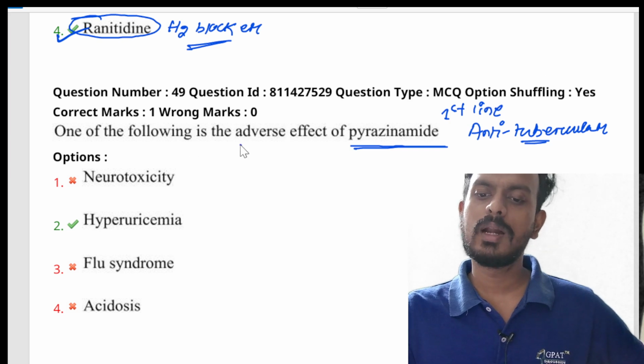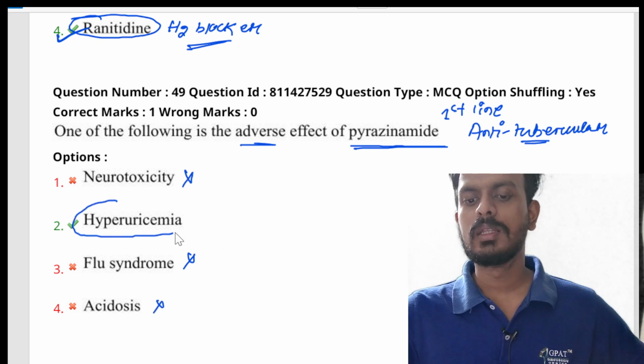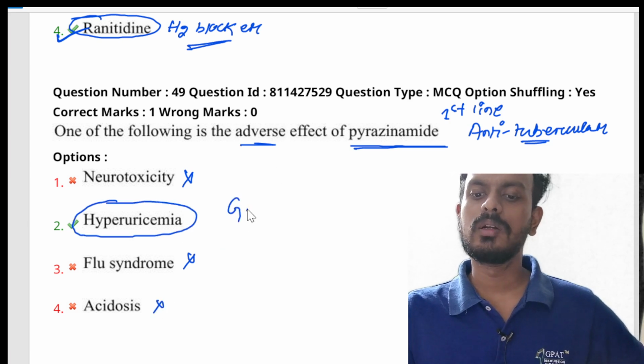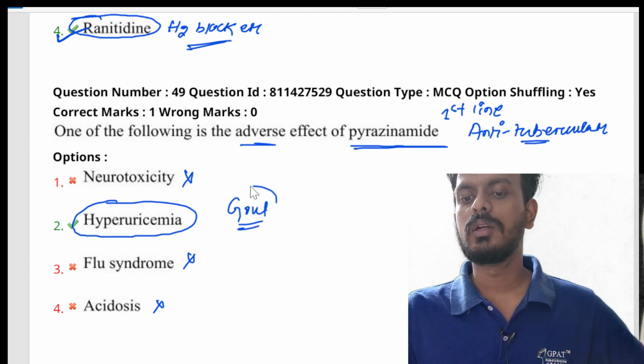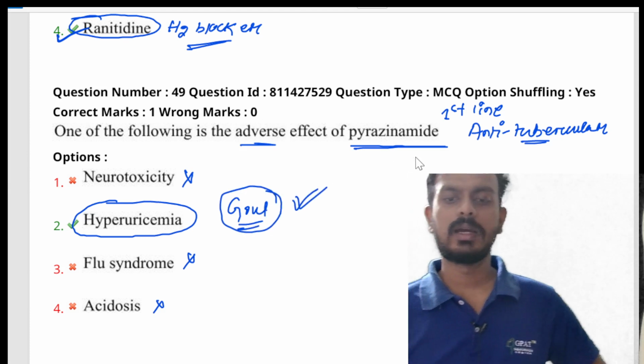This is asking about the adverse effect. Neurotoxicity, no. Flu-like syndrome, no. Acidosis, no. Yes, hyperuricemia. This basically creates a gout-like condition. Okay, gout-like condition it can create. So the second option is the correct answer.